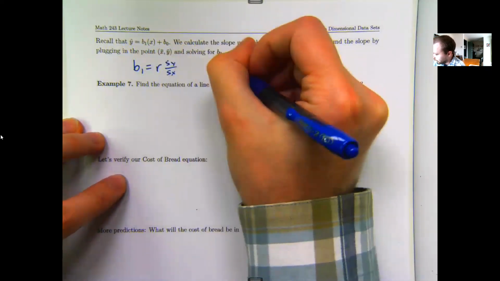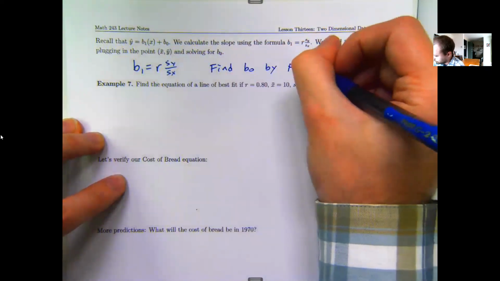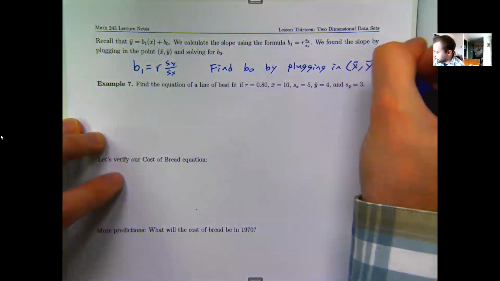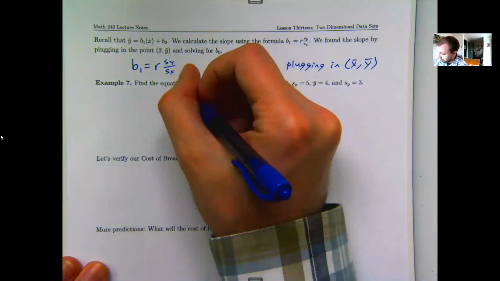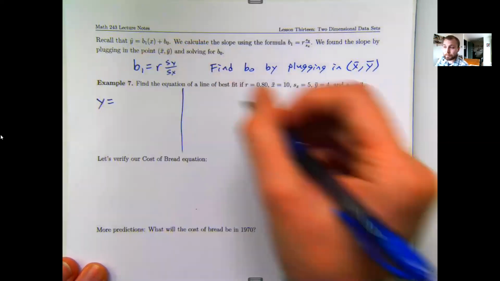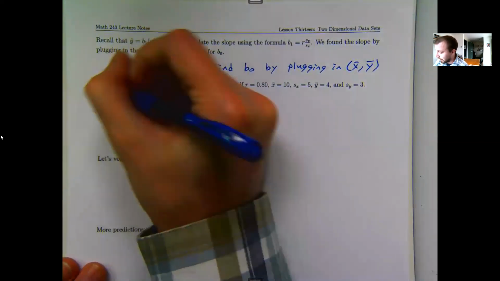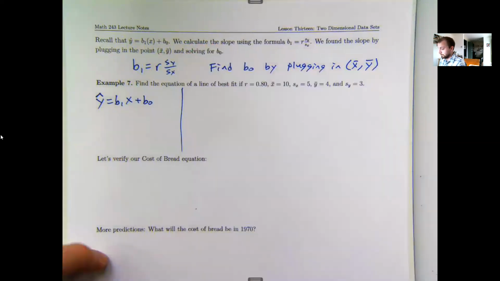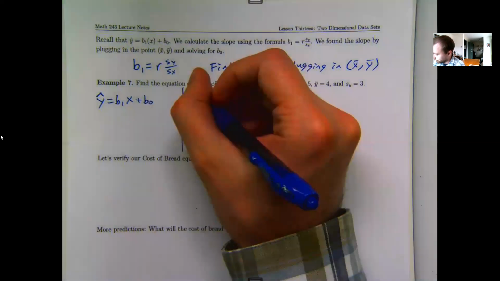And I'm going to find my y-intercept by plugging in the average for x and the average for y. So I want the equation y equals mx plus b. That's what I'm thinking in the back of my head. But in stats, the notation is y hat is equal to b1x plus b0. I'm going to start by finding my slope.